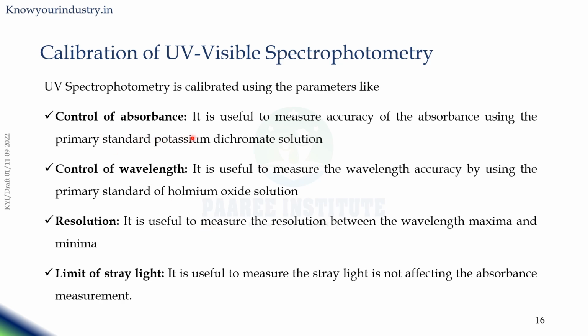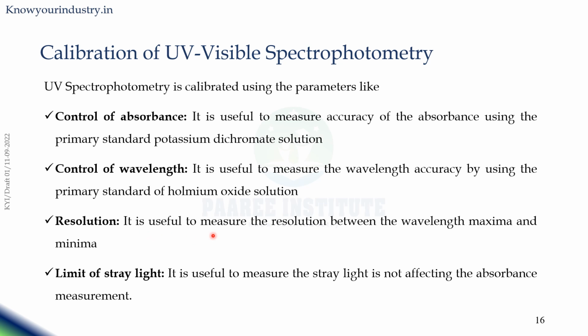What is control of absorbance? It is useful to measure the accuracy of the absorbance using the primary standard potassium dichromate solution. So when you calibrate your instrument, you have to use the standard potassium dichromate solution to measure the absorbance to see the accuracy of the absorbance. Then control of wavelength. It is useful to measure the wavelength accuracy by using the primary standard holmium oxide solution. Similarly, you have to measure the wavelength accuracy by using this holmium oxide solution for the calibration of your instrument. Then the resolution will be checked.